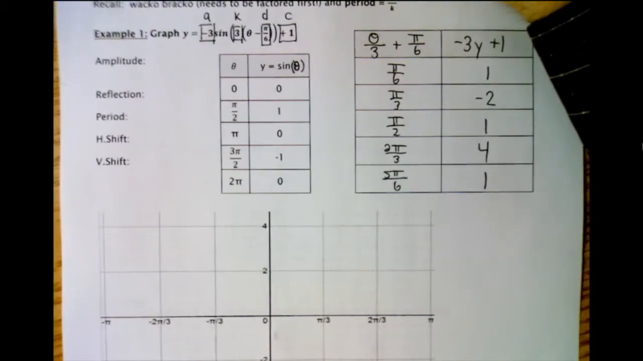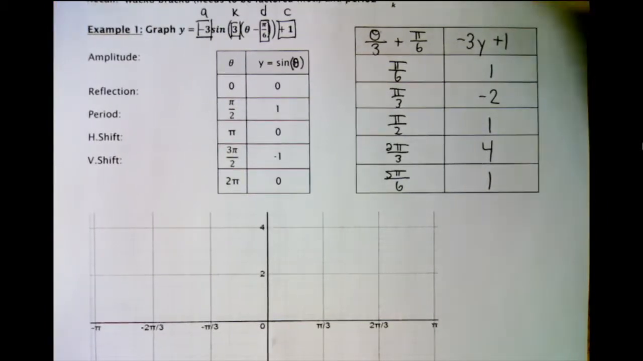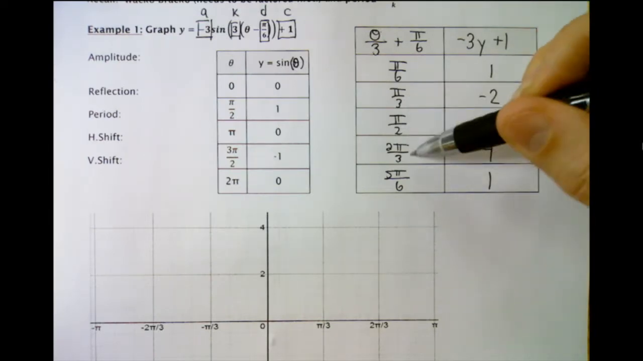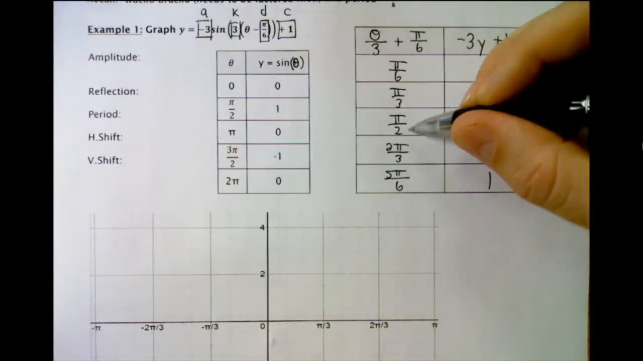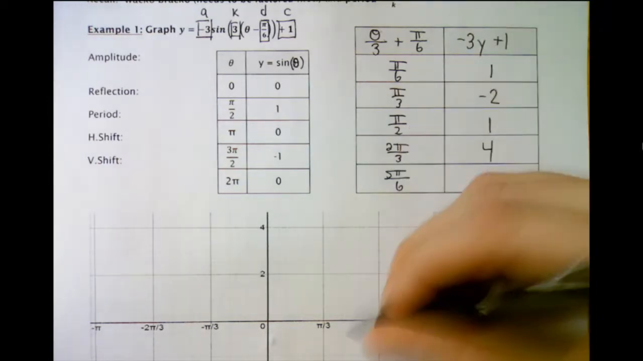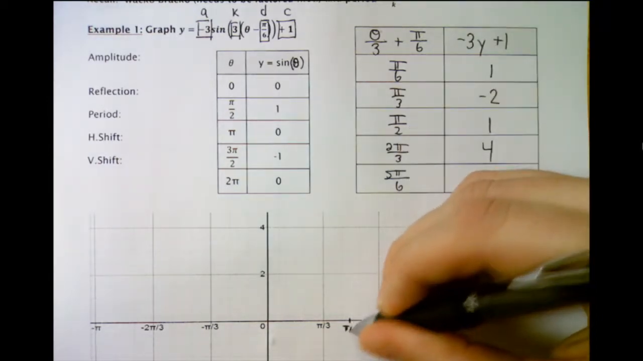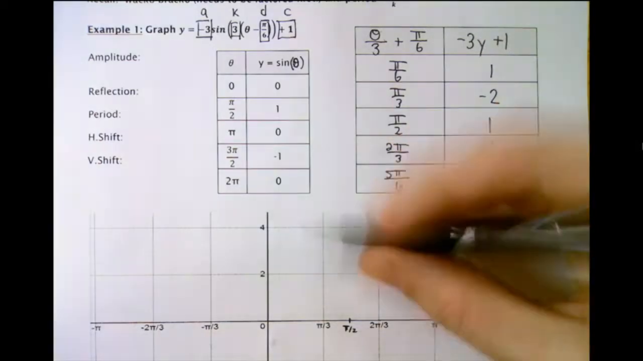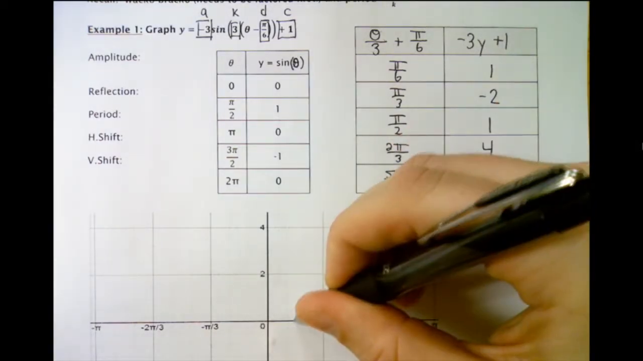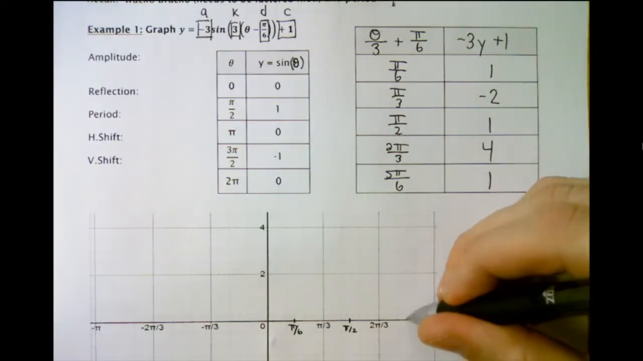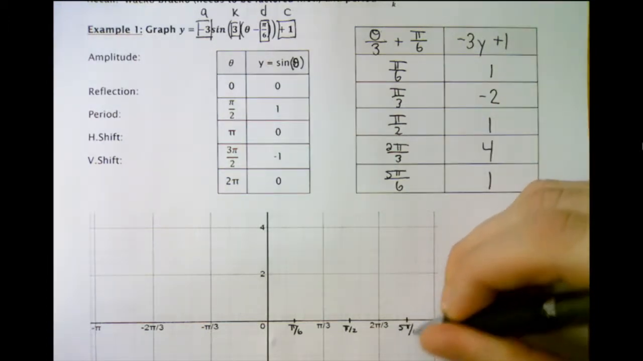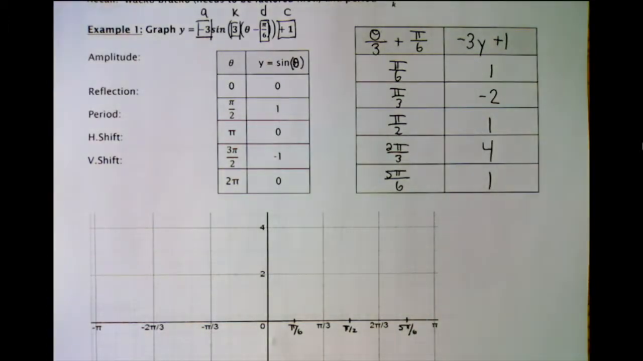Got a nice scale there, which conveniently has our pi over 3 and our 2 pi over 3 on it. Between pi over 3 and 2 pi over 3 is pi over 2, and it's directly in the middle, so I'm going to put it directly in the middle here, pi over 2. And pi over 6 is directly in the middle of 0 and pi over 3, so that one would be there. And that means our 5 pi over 6 would be directly in the middle here. All right, there's our x scale, and now we just got to plot our y's.